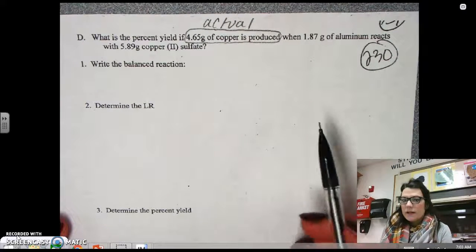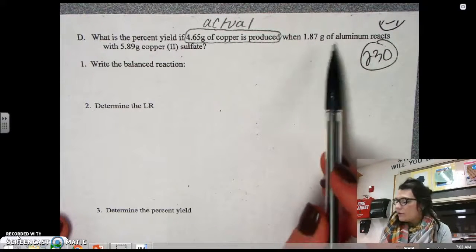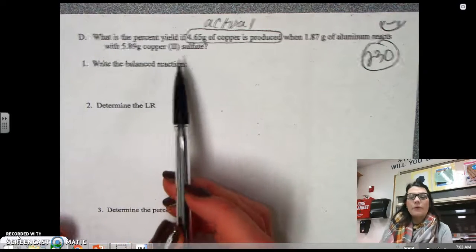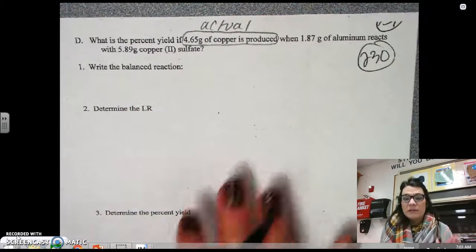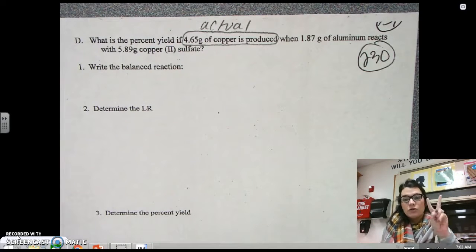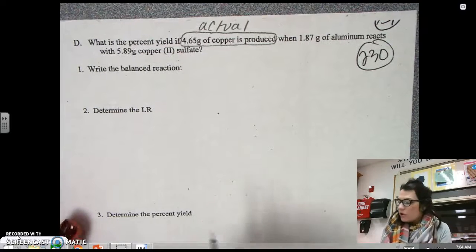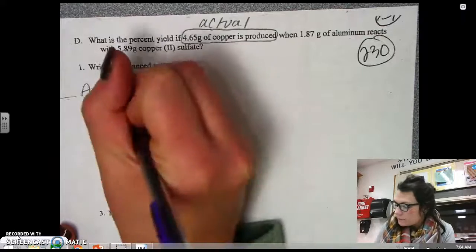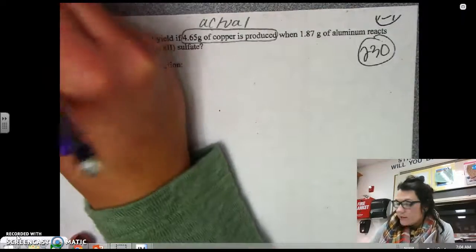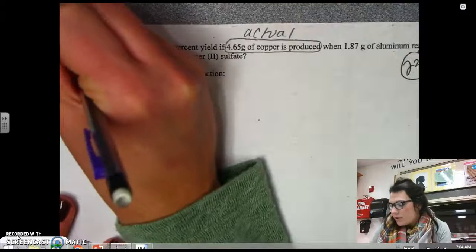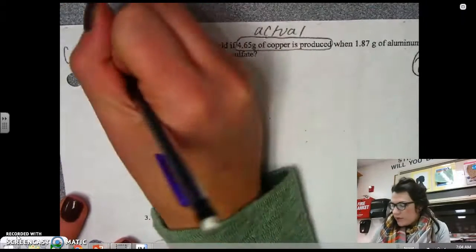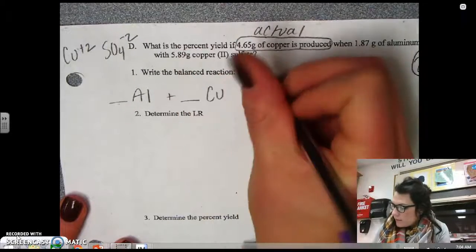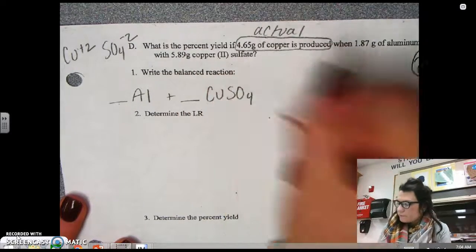Okay. Now this is telling me when 1.87 grams of aluminum reacts with 5.89 grams of copper 2 sulfate. Okay, so I'm going to have to figure out who is the limiting reactant here, okay, because I'm given 2 reactants, okay? So, but the first thing I need to do is write a chemical equation. So I have aluminum plus copper 2 sulfate. So copper is plus 2, sulfate is SO4 minus 2. Charges cancel, so it's going to be copper sulfate.